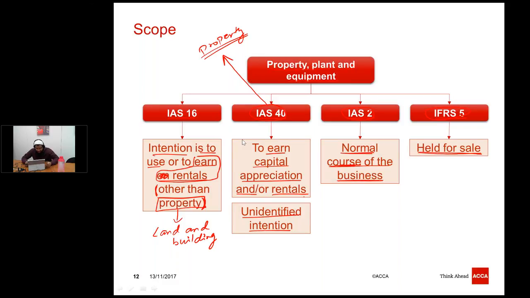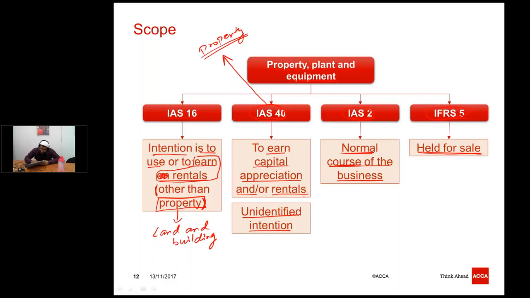Okay, Maz has a question. Good question, Maz. Let me discuss with everyone else. Ayaz is saying we earn rentals in IAS 16 and even in IAS 40. What is the difference between these? Ayaz, I think you have joined late. I've already discussed this.